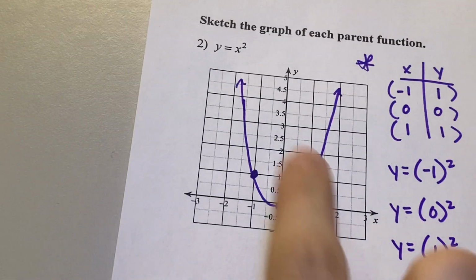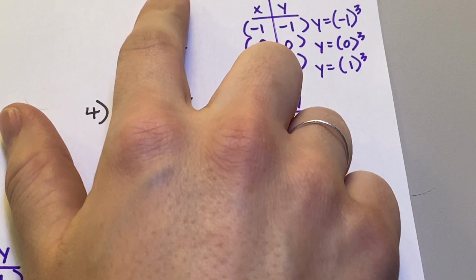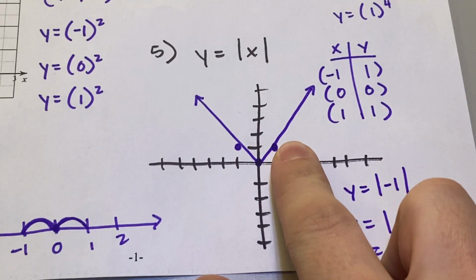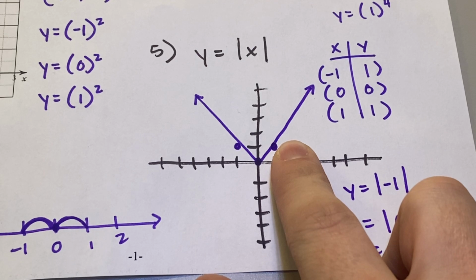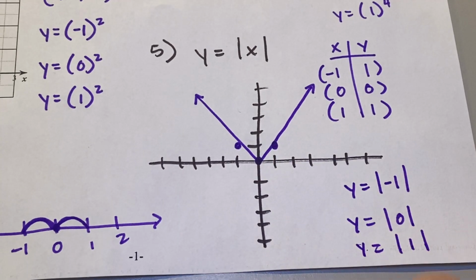Could you look at a picture of this and know it was a quadratic? Could you look at a picture of this and know it was cubic? Quartic? Absolute value? Because that's what you're going to have to do for your assignment. I will tell you your assignment today is actually super easy. Don't worry, I'm not going to kill you with boredom. Let's turn over.